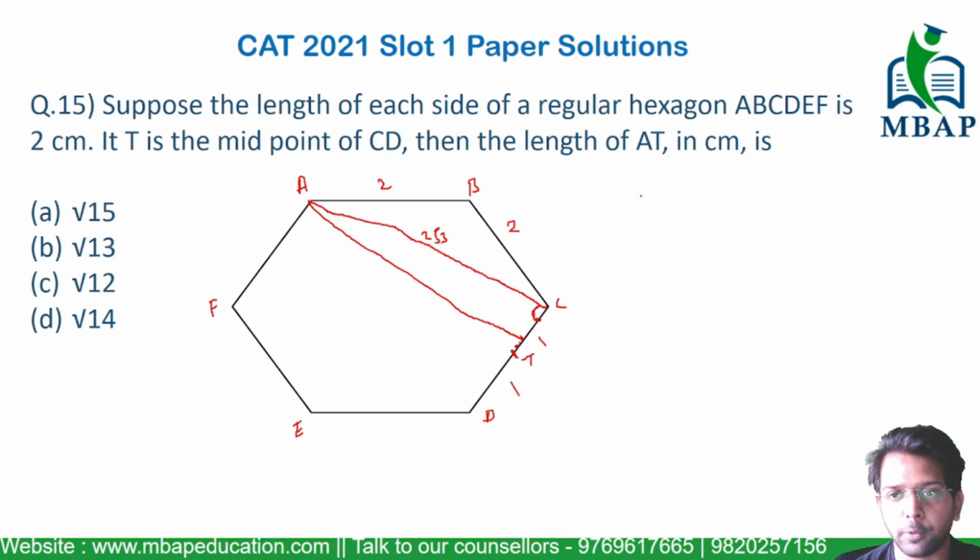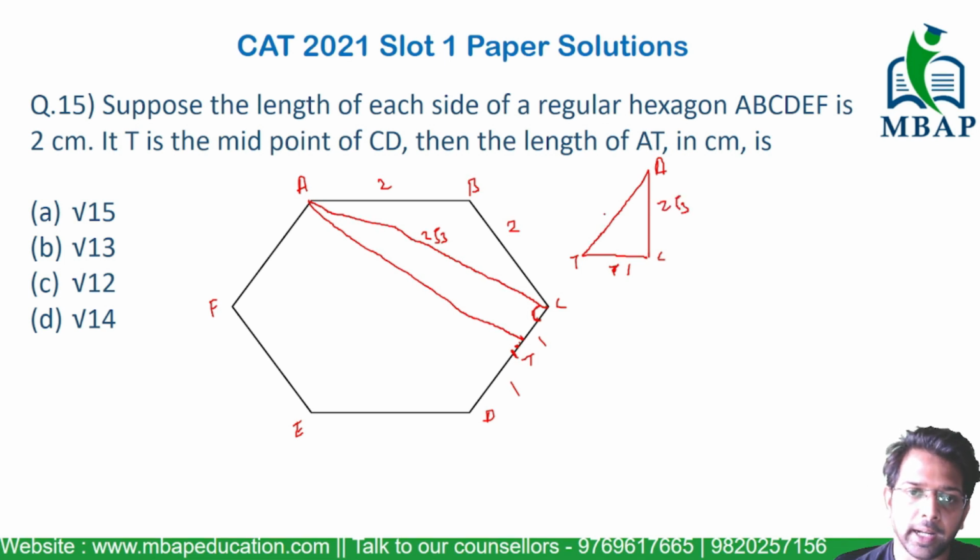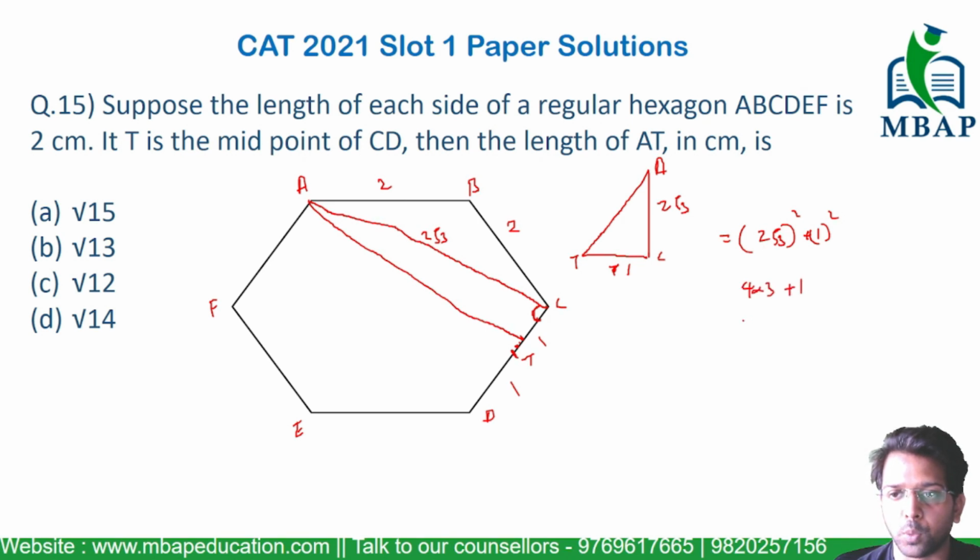Now you are able to find out that there's an internal right angle triangle which is forming up. Let me term them as A, C and T. The length of CT I've already figured out, which is basically 1. AC is basically 2 root 3, and the question is to find the length of AT. AT will be nothing but 2 root 3 the whole square plus 1 square, which is 4 into 3 plus 1, which is 12 plus 1, which is 13. The length of AT will basically be root of 13 as the final answer. Easy question, you have solved it well.